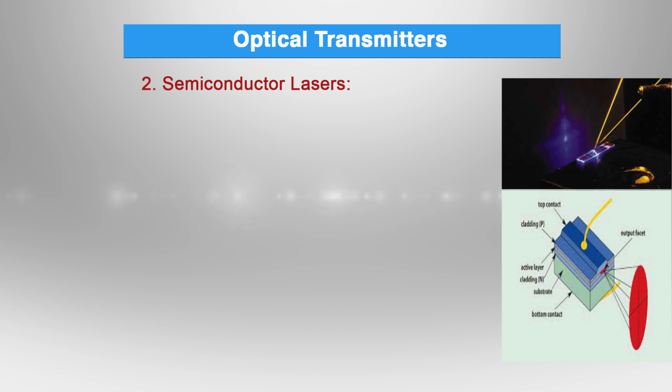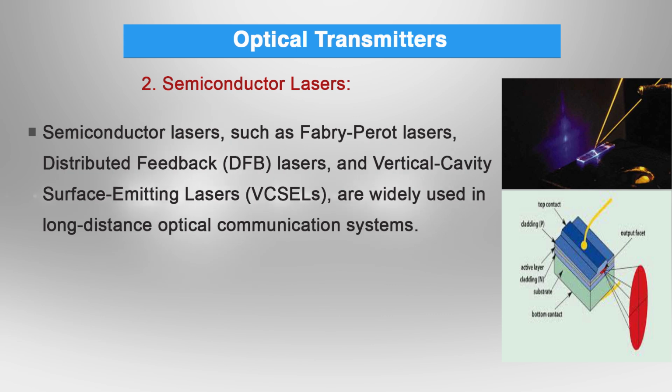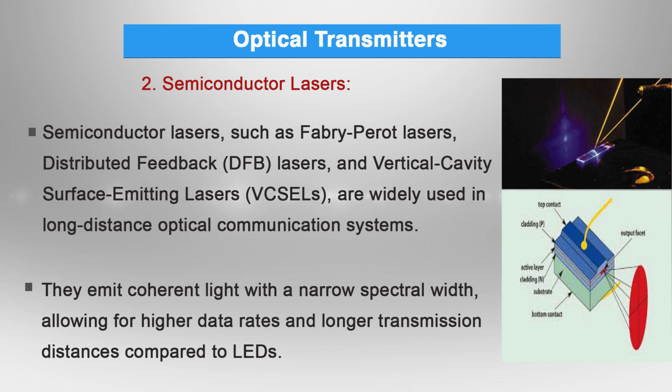Next element is semiconductor lasers. Semiconductor lasers such as Fabry-Perot lasers, distributed feedback lasers, and vertical cavity surface emitting lasers are widely used in long distance optical communication system. They emit coherent light with a narrow spectral width, allowing for higher data rates and longer transmission distances compared to LEDs.